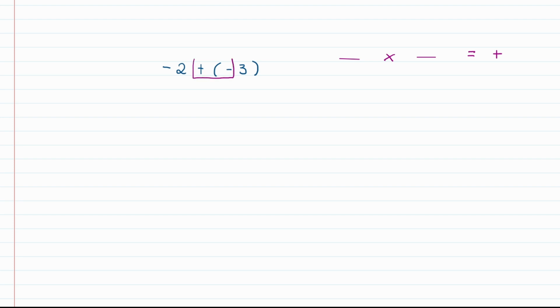Let's change this slightly to say negative 2 plus negative 3 in brackets. Here, the positive sign is being multiplied into the bracket. The next rule you need to learn is that a positive multiplied by a negative will always end in a negative answer. So this means that those 2 signs turn into a minus sign, and our next step will read negative 2 minus 3.